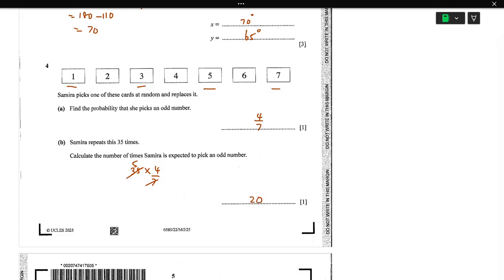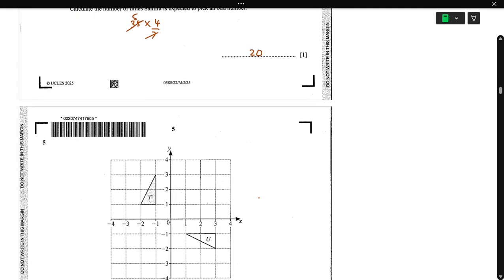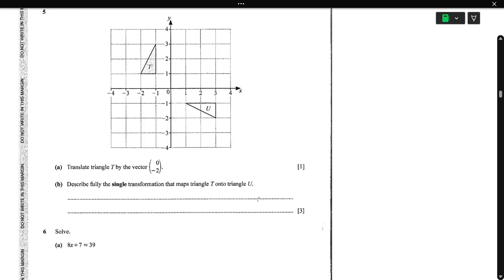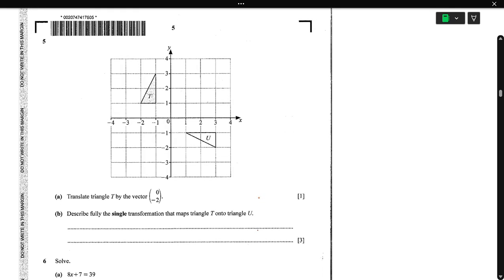Okay, the next question, question number 5. Translate triangle T by the vector (0, -2). The top number is the horizontal translation and the bottom number is the vertical translation. Here there is no horizontal translation, only vertical translation. All the coordinates are going to move 2 units down. So this point goes 2 units down to here, and this point goes 2 units down here. So the figure is going to be like this.